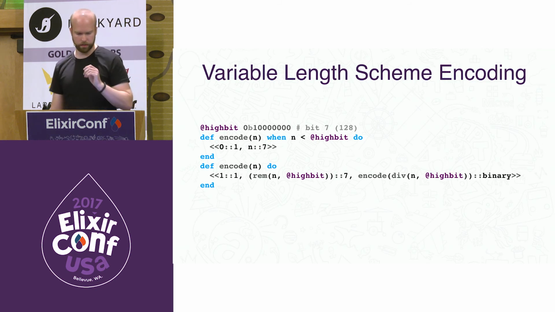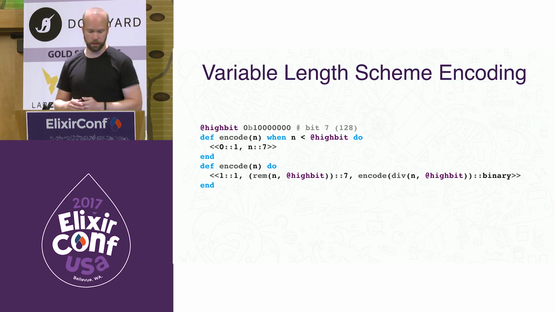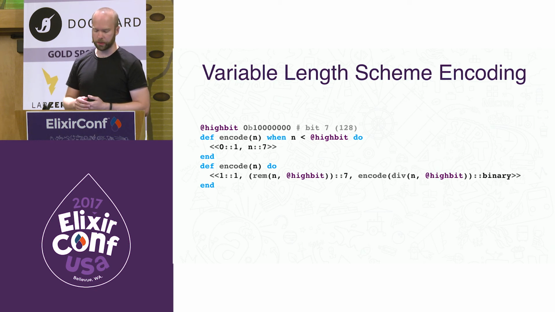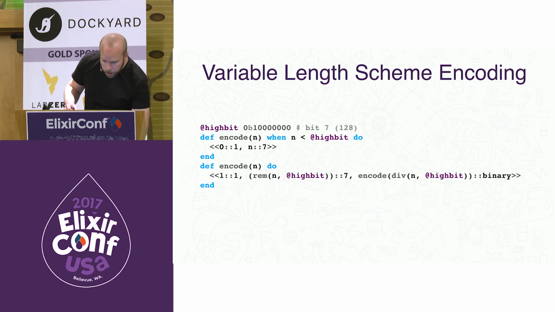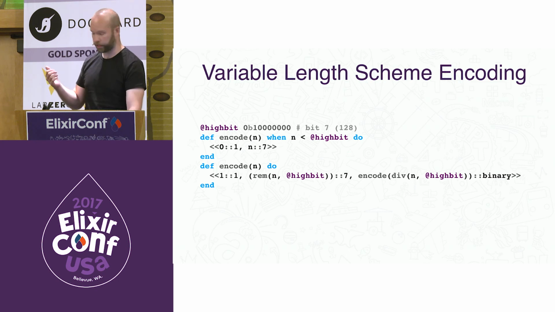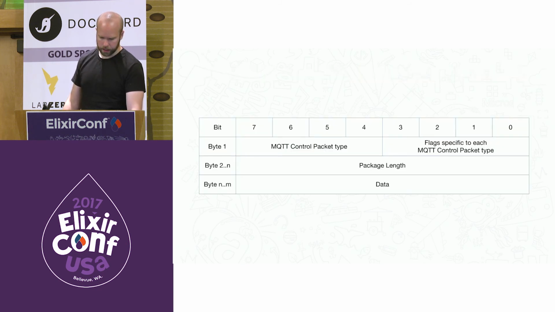So this is how we encode. We basically reduce the number until we have less than what we define as the high bit. We add the continuation bits for as long as we have that, and this also shows why we need to reorder before, because it's kind of reversed. I hope this kind of diagram makes some sense now.